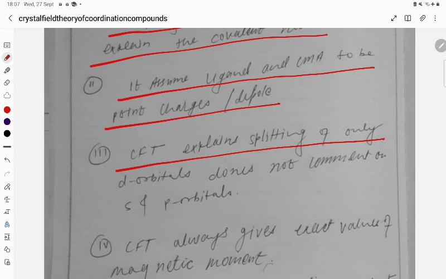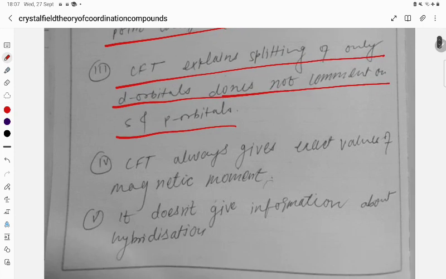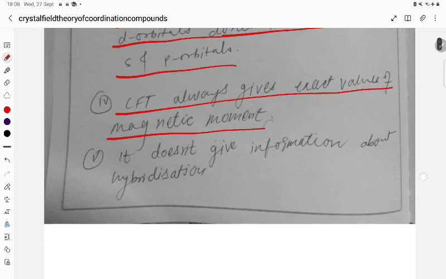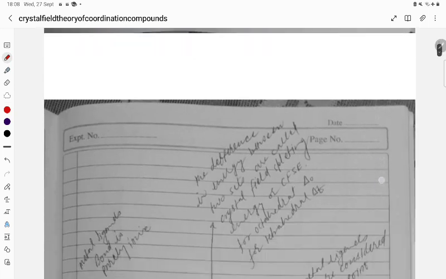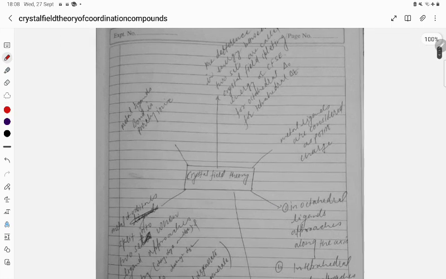CFT explains splitting of only d orbitals and does not comment on the s and p orbitals. So it only tells about the splitting of d orbitals, or the involvement of the d orbital in the coordination compound. Next one, CFT always gives the exact value of the magnetic moment. The exact value of magnetic moment cannot be given by the valence bond theory, but CFT gives the exact value. It doesn't give information about the hybridization, unlike the valence bond theory.